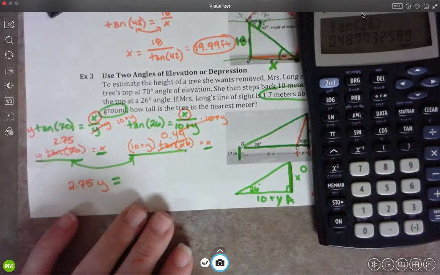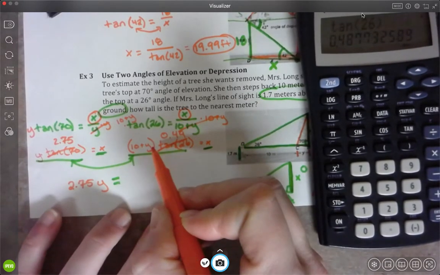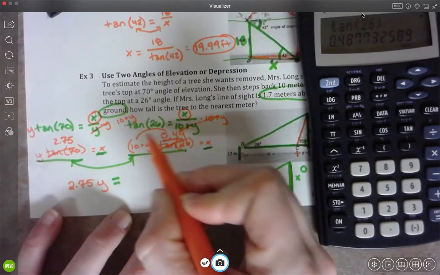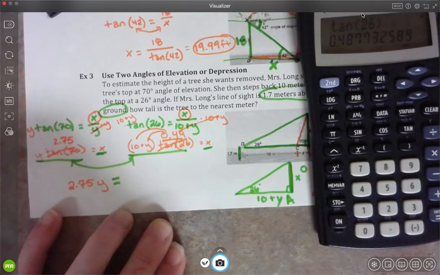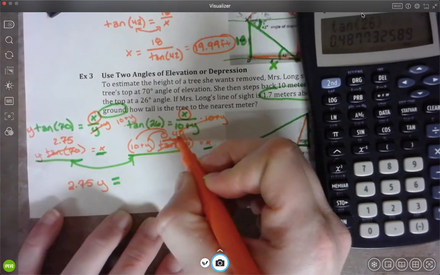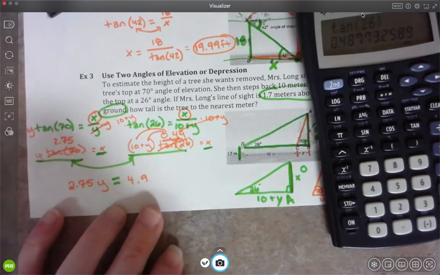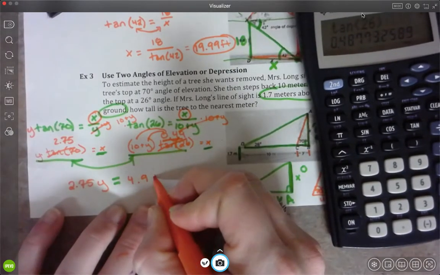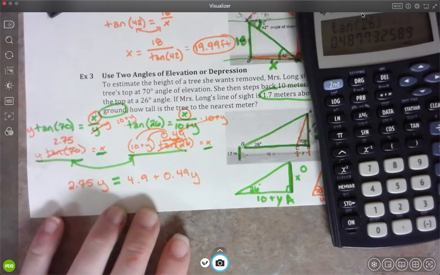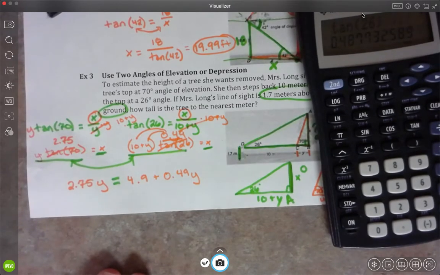Since I have 10 plus y over here, I'm going to need to take this 0.49 and distribute it through for both of those pieces. So I'm going to take 0.49 times 10, which just involves moving the decimal one place. So this is going to be 4.9, and then 0.49 times y is just 0.49y. All right, so I went from something really ugly to something that's kind of nice.